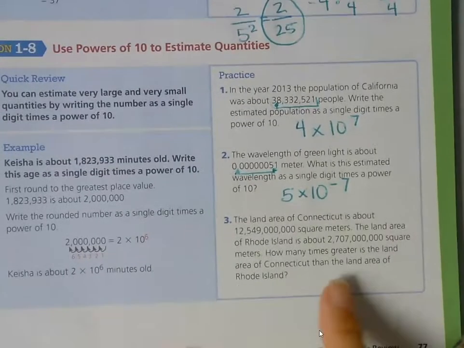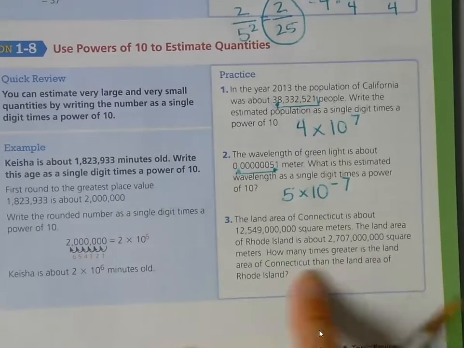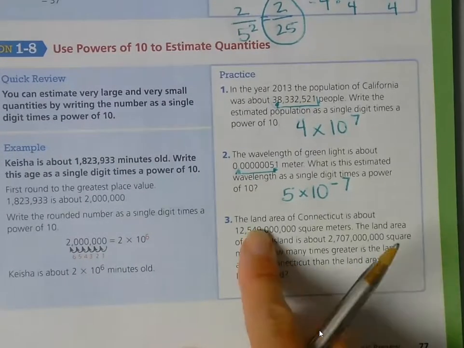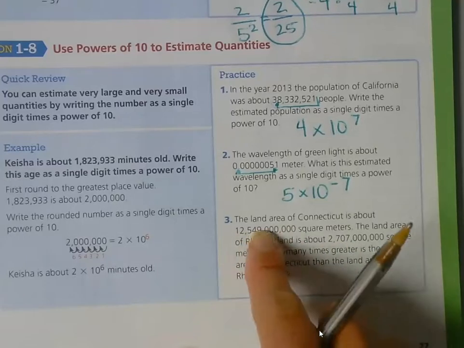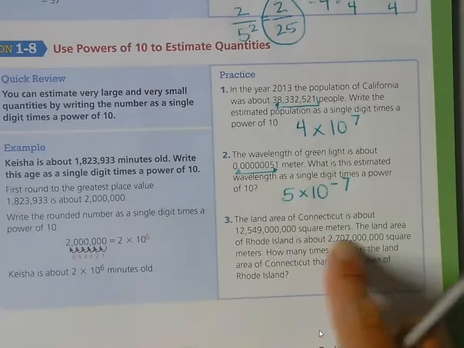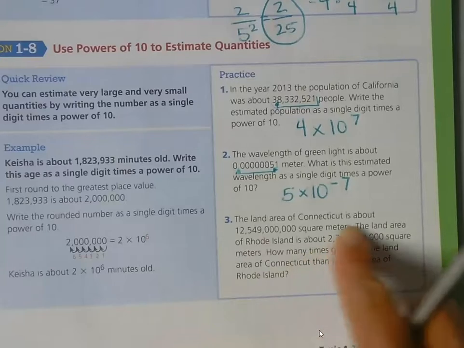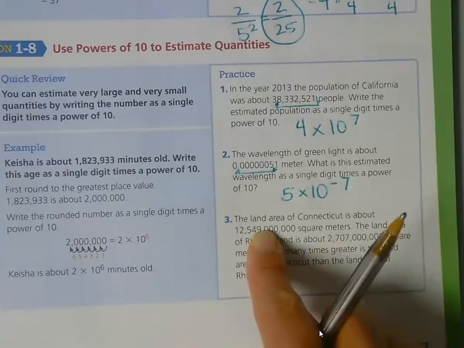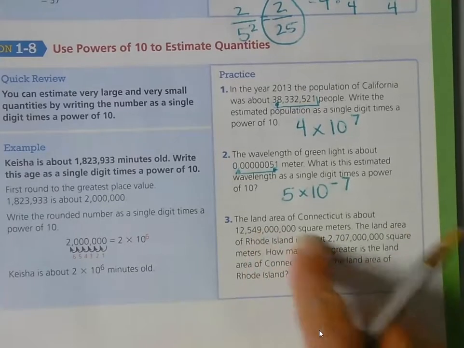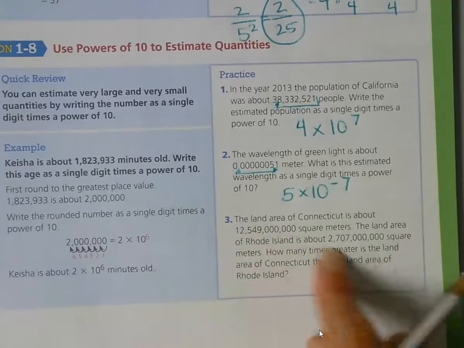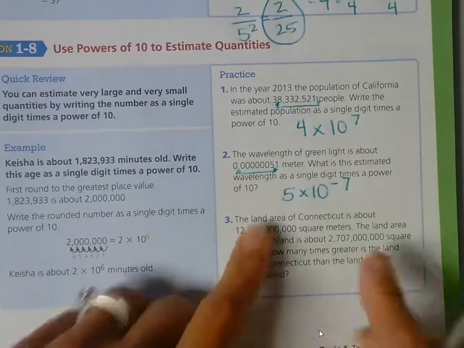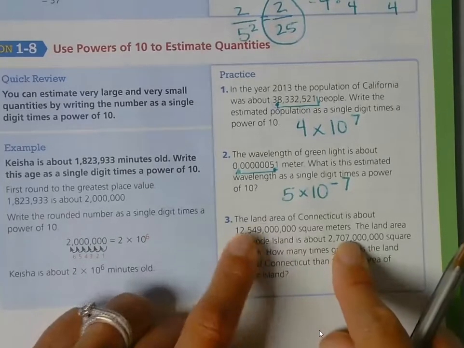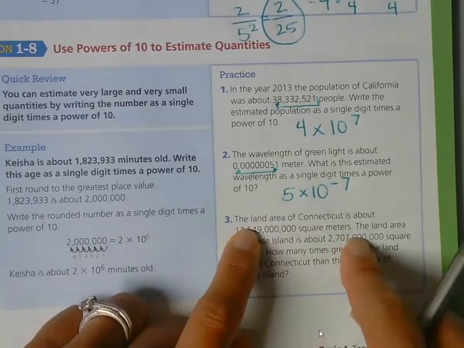Okay, this one, we're trying to find out how much greater the land area of Connecticut is than Rhode Island. So you can see that Connecticut is bigger than Rhode Island. So if you're talking about how many times greater, basically what do we need to multiply this by to get this? So if you kind of took easier numbers, if you think about it, you're going to be dividing these two numbers. So it's basically going to be this over this.